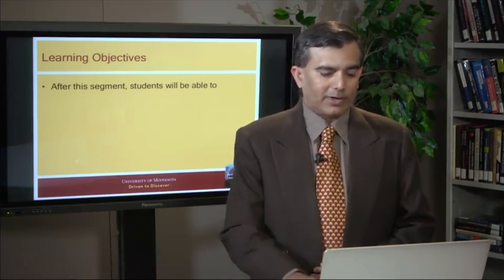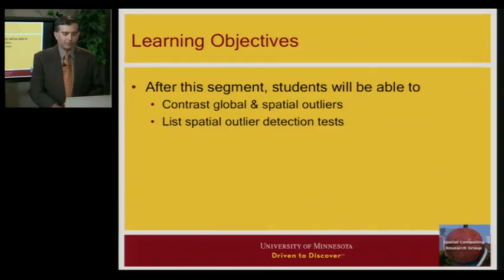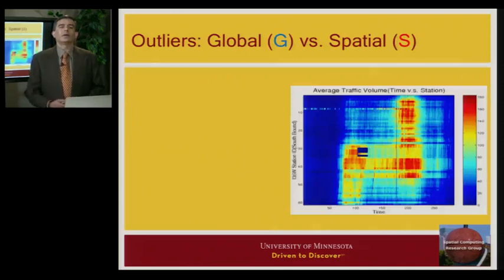Okay? So after this module, we should all be able to know about spatial outlier detection tests and distinguish those from the classical outlier detection test. In addition, we should also notice that conceptually, spatial outliers are very different than global outliers and be able to distinguish the two. Okay? So with this, let's go back and quickly recall the example we had for spatial outliers.